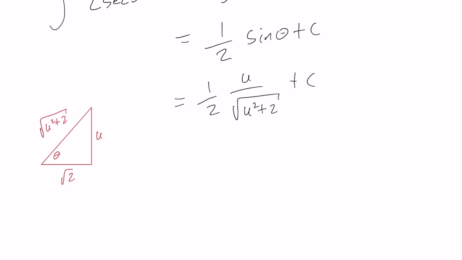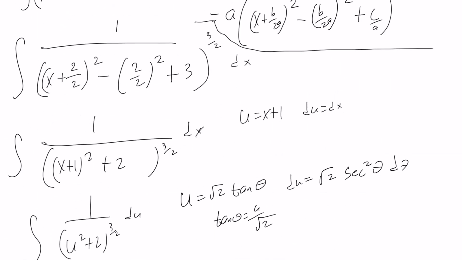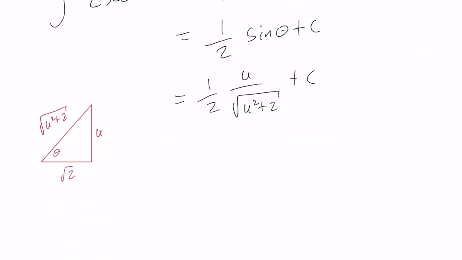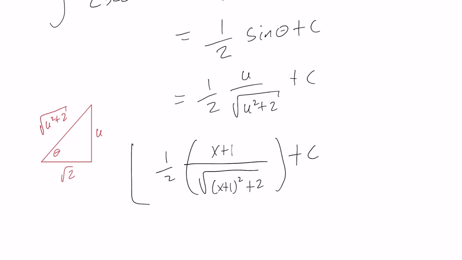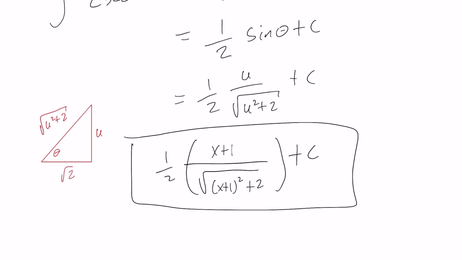But we want our final answer to be in terms of x's. So we recall that u, all the way back up at the front, is the same as x plus 1. So we end up with 1/2 times x plus 1 over the square root of x plus 1 squared plus 2 plus c. We get our antiderivative that way. So that is integrals or antiderivatives involving inverse trig substitution.